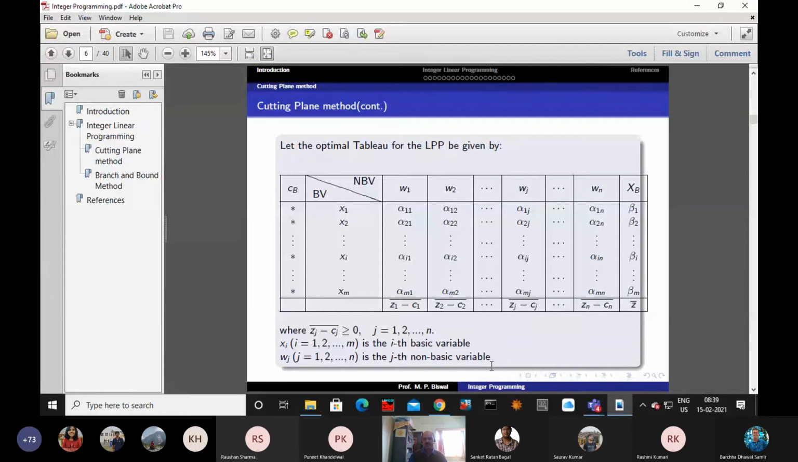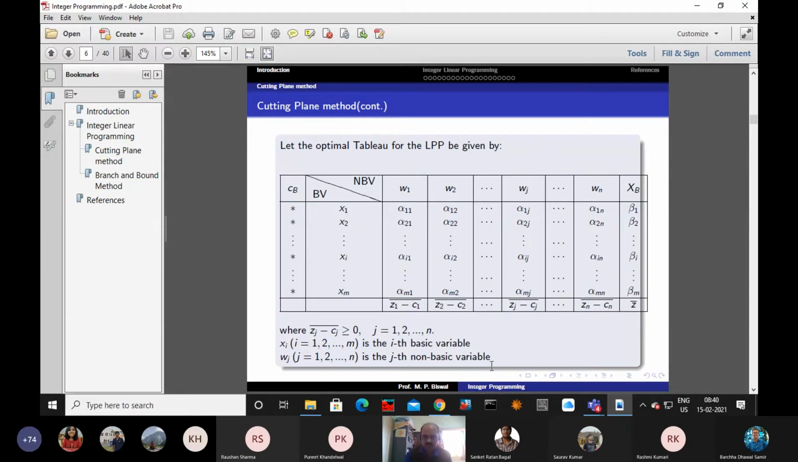What is the size? How many rows? There are m rows. How many columns? m plus n. So we have to set n variables to 0, any n. There are several ways, as you know. How many will be 0, how many will be non-zero, you have to apply permutation and combination, whatever may be the combination, and you will calculate.